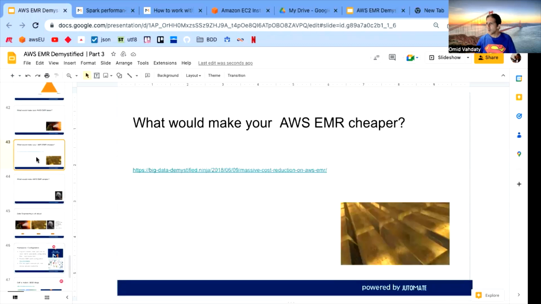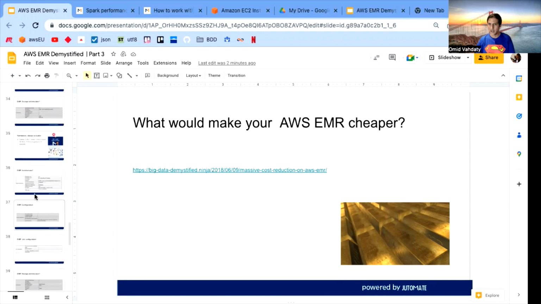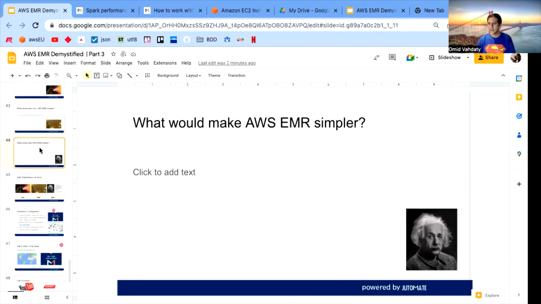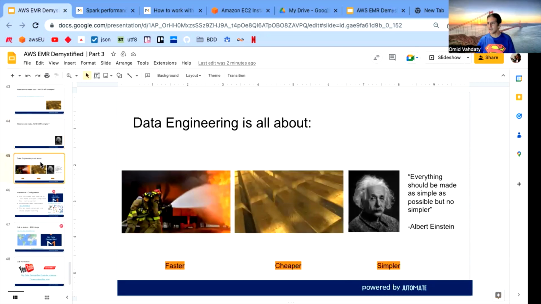Okay, what would make your EMR cheaper? Spot instances. Yes, but more specifically, if you remember, billing type, right? Great. What about simplicity? What would make your EMR simpler? Should we use S3 or HDFS? What would be simpler? S3, right? With no limitations. S3. Yes, exactly. So, guys, essentially, data engineering is all about faster, cheaper, simpler.